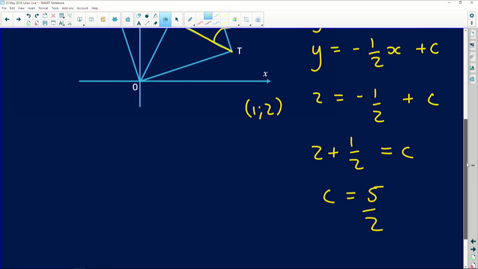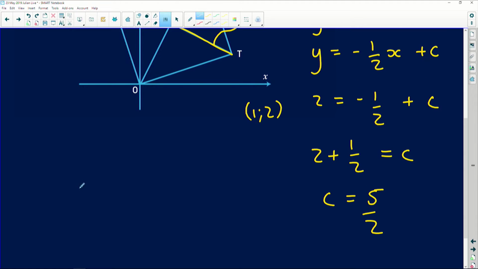Okay, so I've now found my value of c, but remember the question asks, I need to find the equation of my line in that form that was given to me. So I'm going to plug in my value for c, and then afterwards I'm going to multiply through to try and get that form that they've asked for. So I'm going to have y is equal to negative a half x plus 5 over 2.